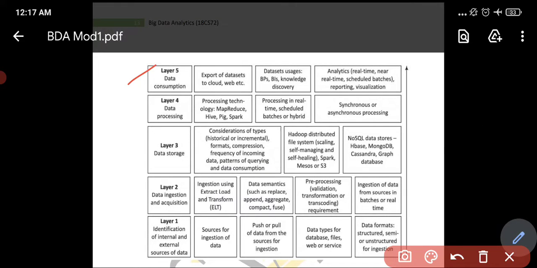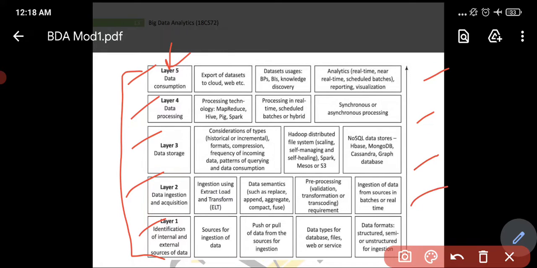So this is how the diagram looks. Here you have 5 different layers: layer 1, layer 2, layer 3, layer 4, layer 5. I will give a trick for how to write this. First you need to add these 5 layers, that is 5 boxes. Don't forget to add these 5 boxes. Once you add these 5 boxes, add 3 boxes, 3 boxes, 3 boxes, and then 4 boxes. So you need to fill them.